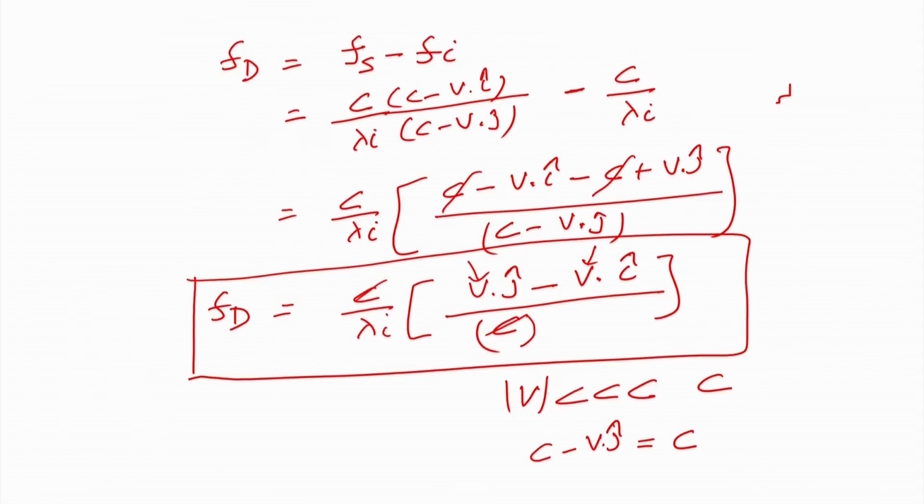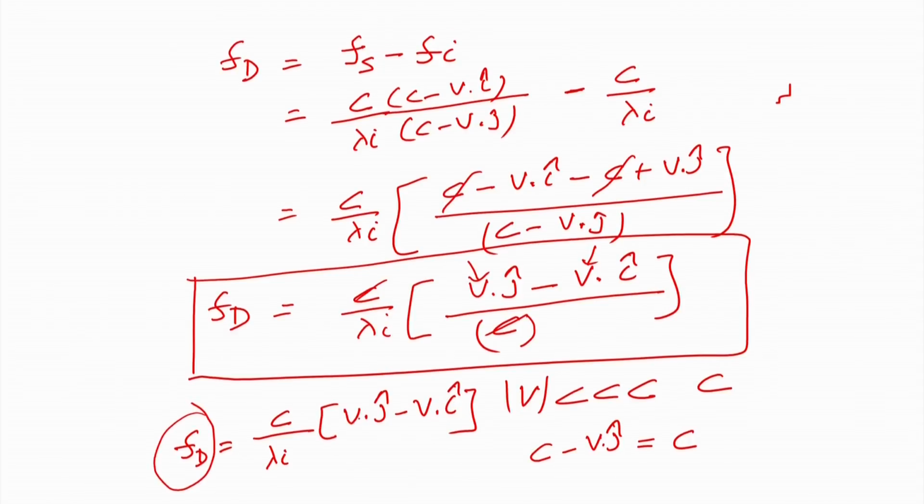So, whatever you are going to get, you will get that F d is equal to C upon lambda I into V dot J minus V dot I, unit velocities. So, this is the directional component, and you can find out how the Doppler shift is dependent upon the velocity. Now, if you fix the light intensity or source of the laser, your lambda I is fixed, C value is fixed. So, finally, if you somehow measure the F d, you can easily measure what the velocity is.